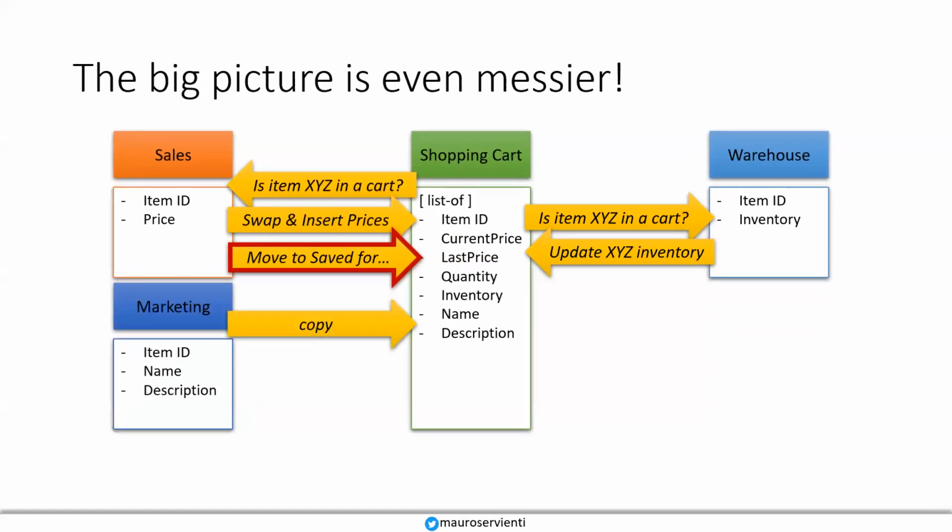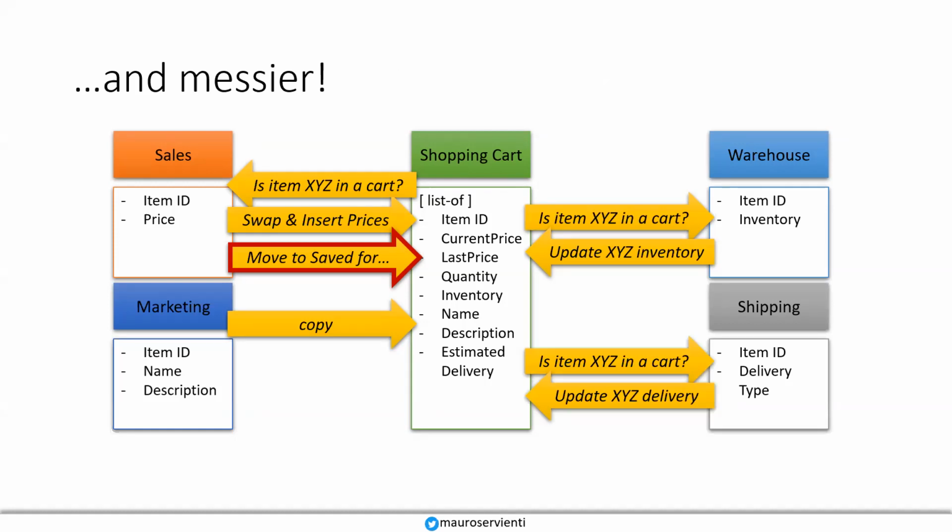So if we look at all the other data in the shopping cart, we probably realize that we have something that we can call marketing that takes care of the name and the description. And we copy information there. And very similarly, we have shipping that has a very similar behavior to warehouse. So shipping is responsible to provide, for example, estimate delivery times. And based on the current load, the shipping might want to change information related to items in the shopping cart over time. And so they need to query the shopping cart. And if there's something in the shopping cart they care about, update delivery estimates in the shopping cart.